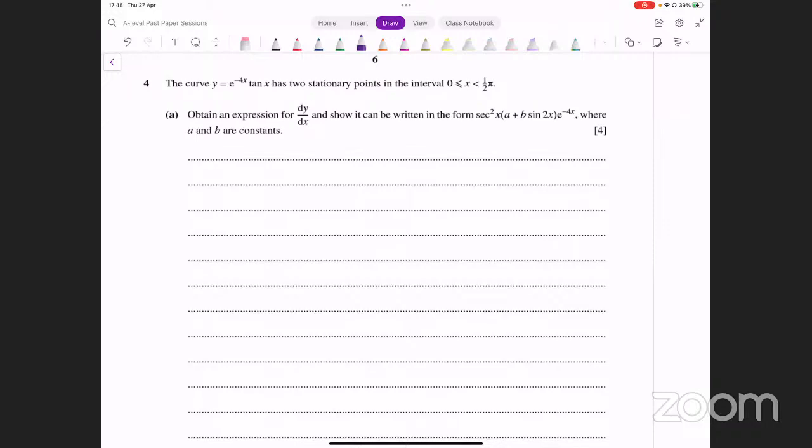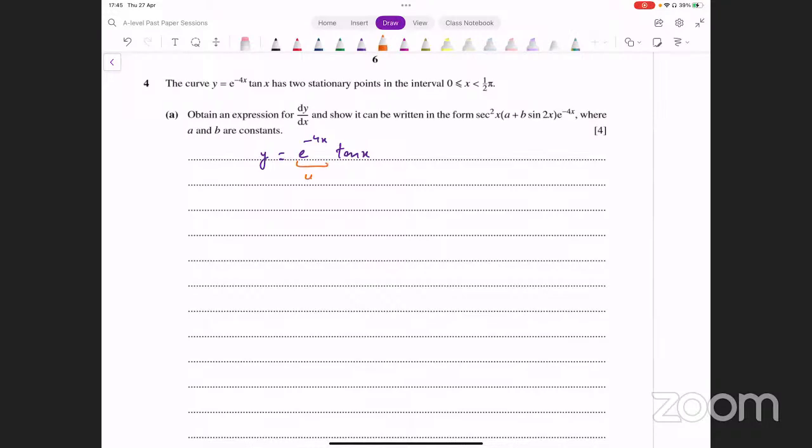We need to obtain an expression for dy over dx and show that it can be written in this form, where a and b are constants. Okay, let's do this. y equals e raised to power minus 4x into tan x. Now, you see it's a product. Product को आप directly differentiate नहीं कर सकते. You have to use the product rule.